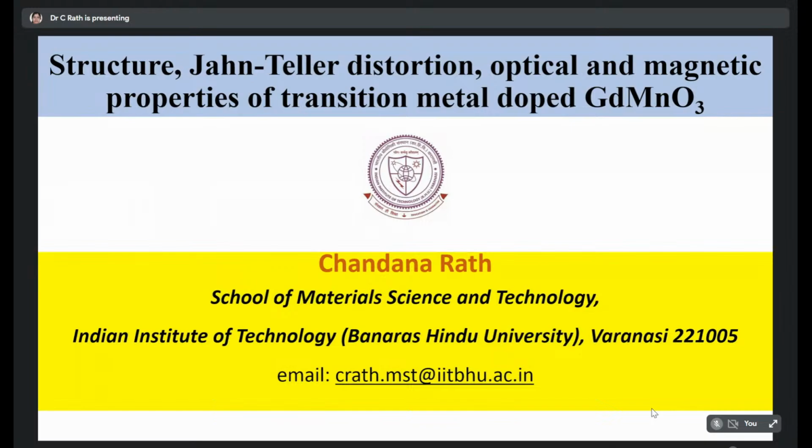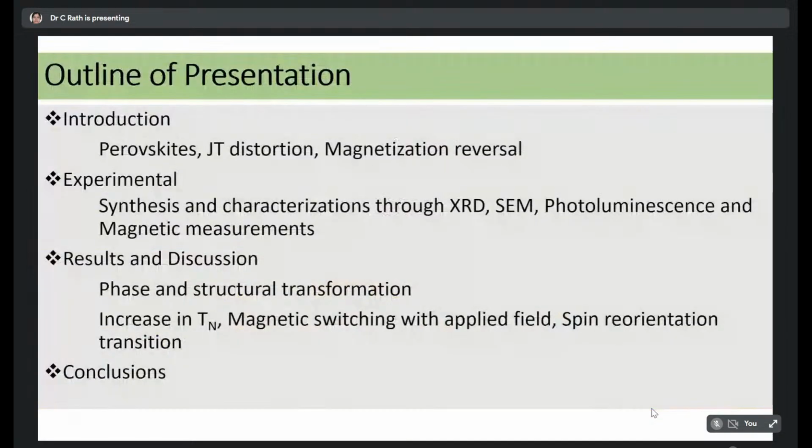The title of my talk is Structure, Jahn-Teller Distortion, Optical and Magnetic Properties of Transition Metal Doped GdMnO3. Outline of my presentation: I will discuss the perovskite material, Jahn-Teller distortion, and magnetization reversal. Experimental: how we synthesize this material and characterize it through XRD, photoluminescence, and magnetic measurements. And results and discussion: we will discuss phase and structural transformation, how we get this enhancement in Néel transition temperature, magnetic switching with applied field, and spin reorientation transition. These are a few features which we observed in these materials. And finally, I will give the conclusion with the important findings of this work.